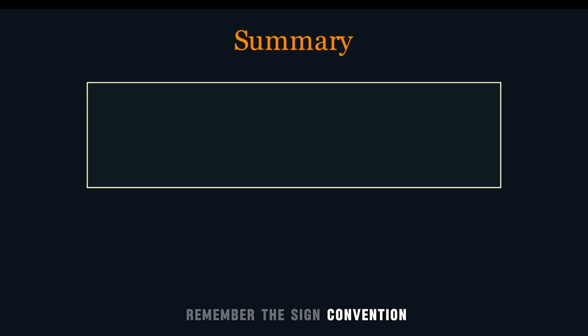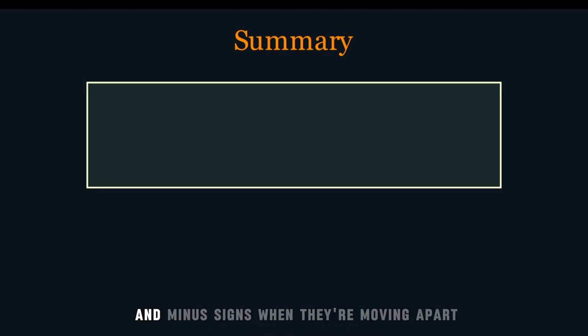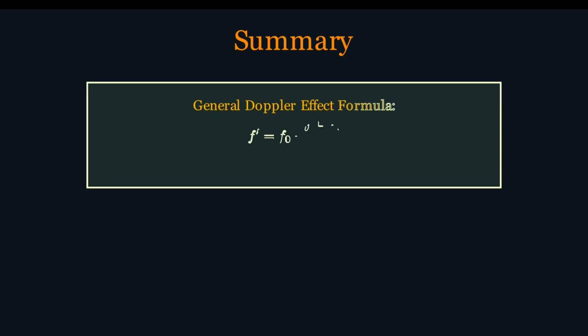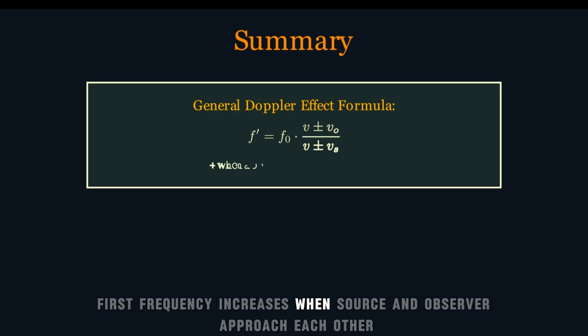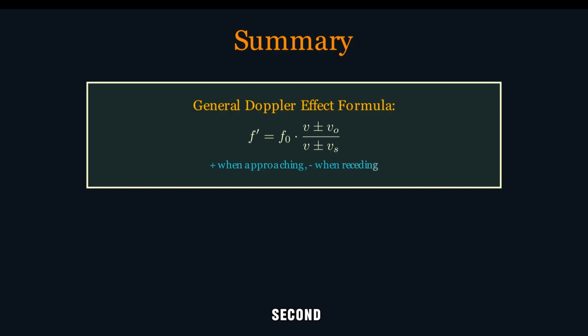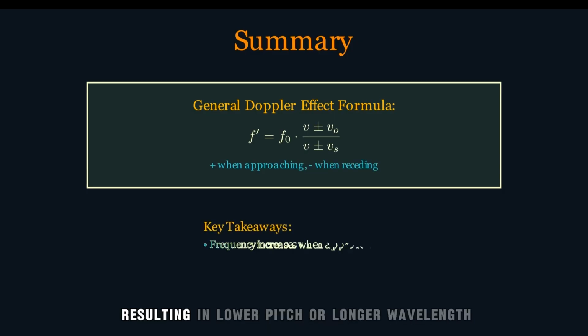Remember the sign convention. Use plus signs when the source and observer are approaching each other and minus signs when they're moving apart. Here are your key takeaways for your examinations and future studies. First, frequency increases when source and observer approach each other. This creates a higher pitch or shorter wavelength. Second, frequency decreases when source and observer move away from each other, resulting in lower pitch or longer wavelength.